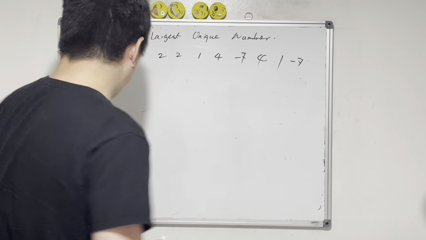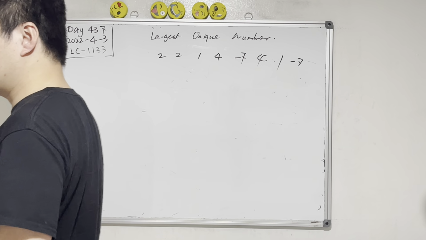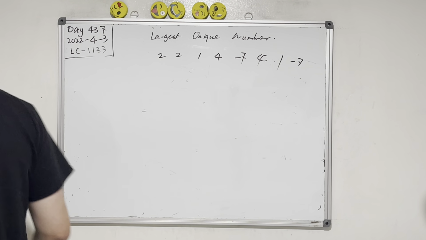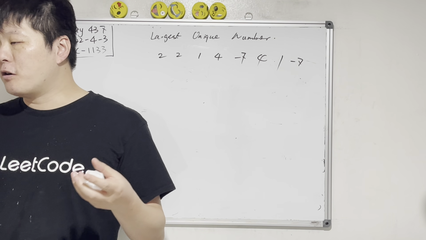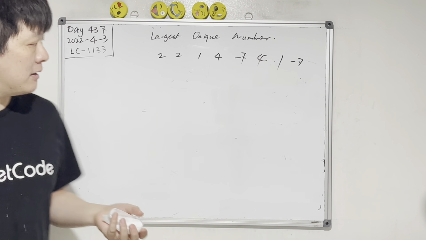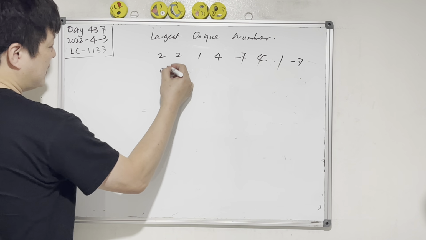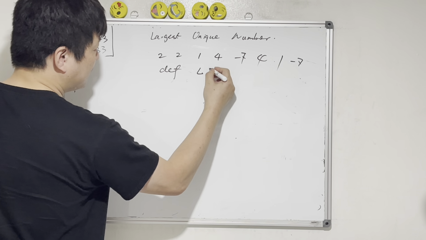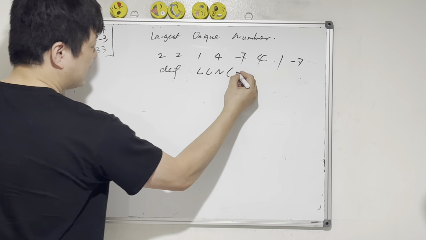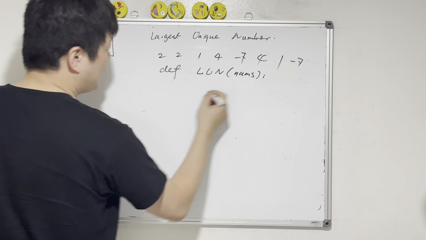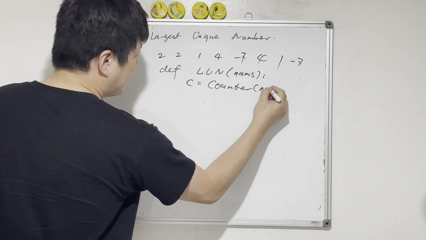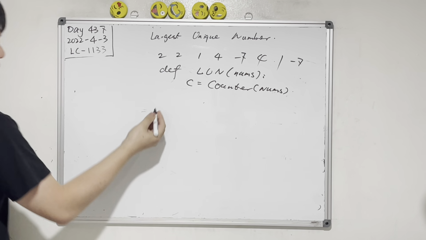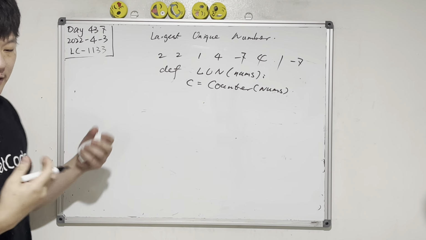Any idea, Ryan? All you have to do is use Counter. Counter, well done, exactly. Counter is basically like a hash table to store the frequencies for each element. So if we do this, define largest unique number, LUN, numbers. We do C equals Counter of numbers. What does it give us? It gives us a dictionary, key and value.